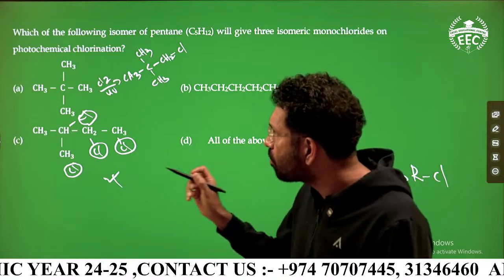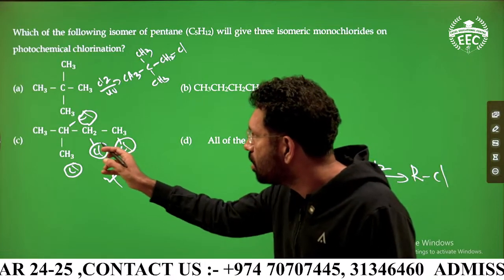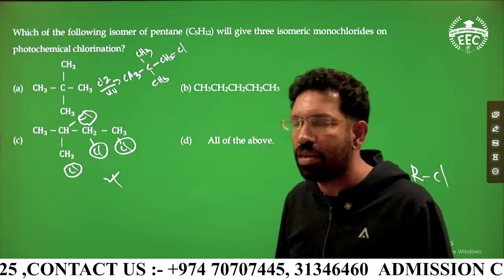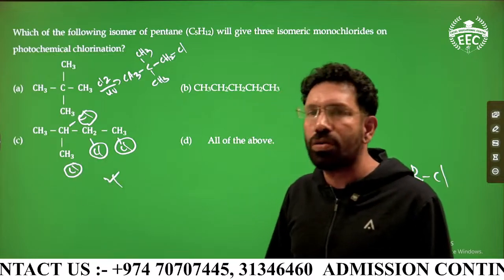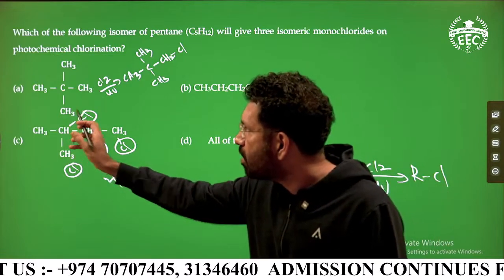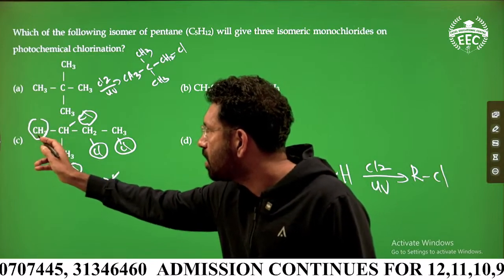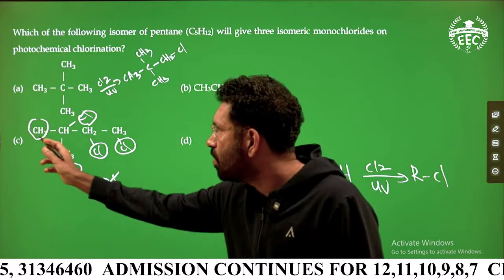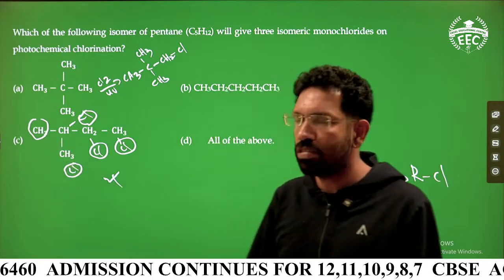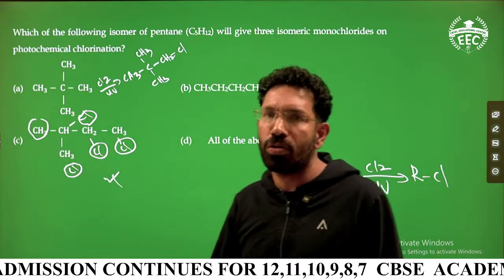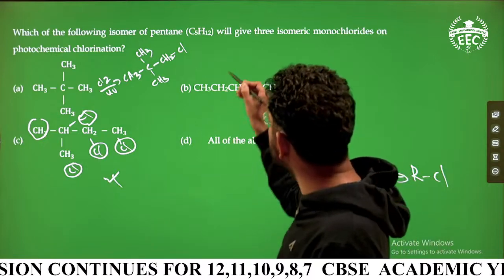How did you get 4? Here you can replace hydrogen by one chlorine, here one chlorine, here one chlorine. Here and here will have the same effect. So this will give 4 monochloro products. Now coming back to this.